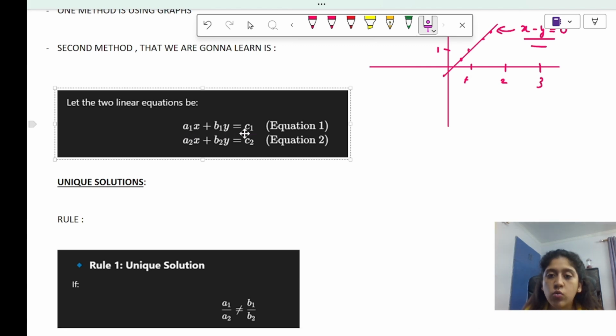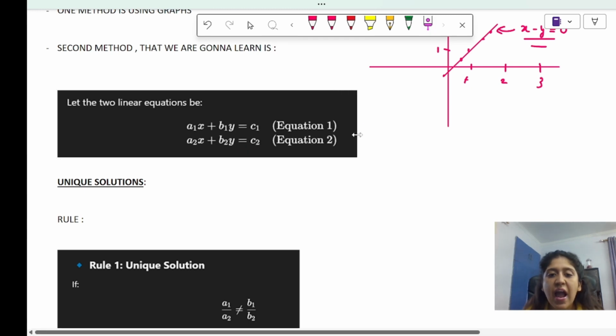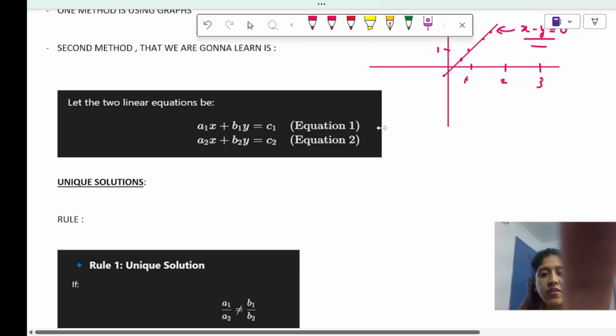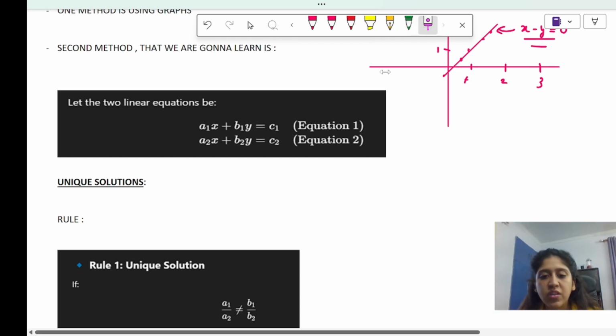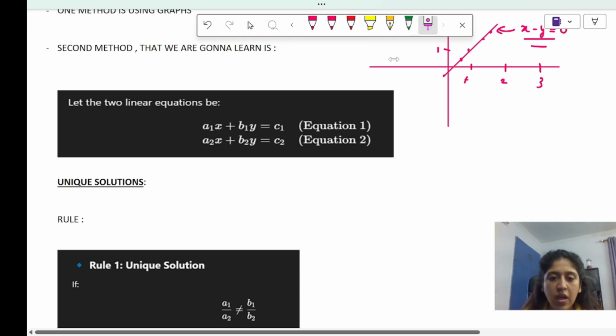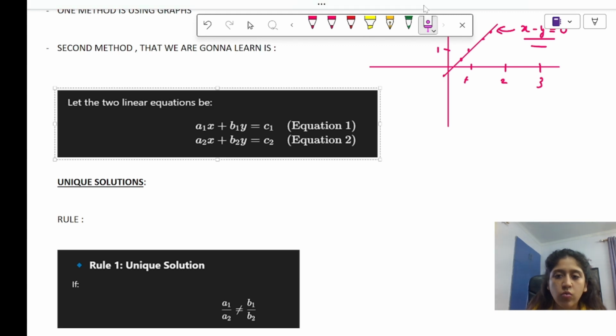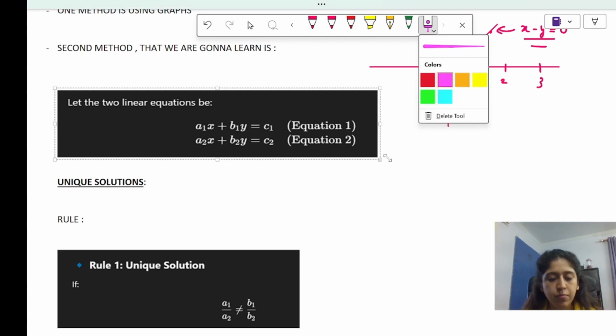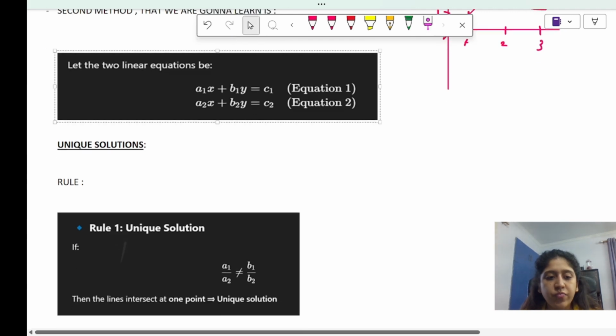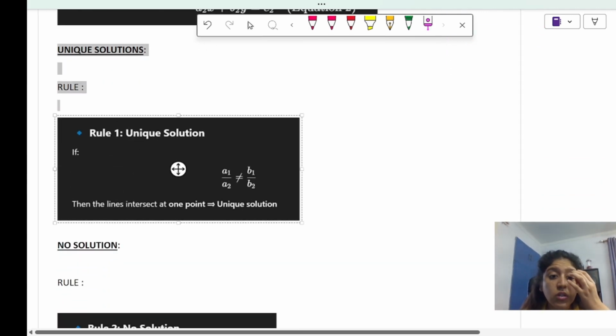a1x plus b1y plus c1 equal to 0. This is my first equation, ठीक है. a2x plus b2y plus c2 equal to 0 is my other equation. So we have two equations, ठीक है, and we are gonna work with that. So let's just start, ठीक है. Okay, now look here. We are now gonna learn about the first, that is unique solution.